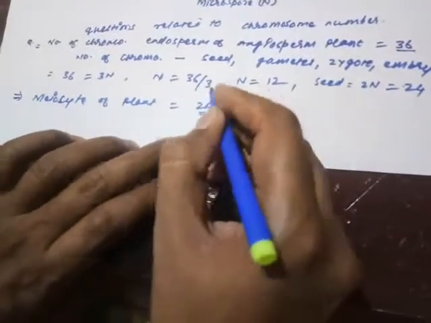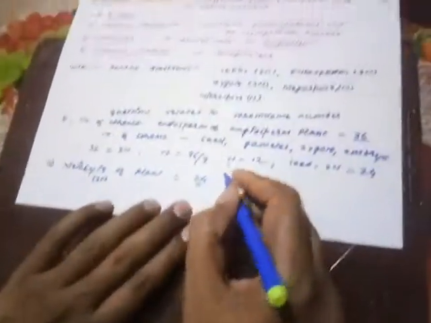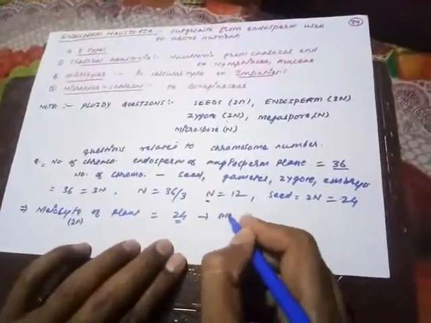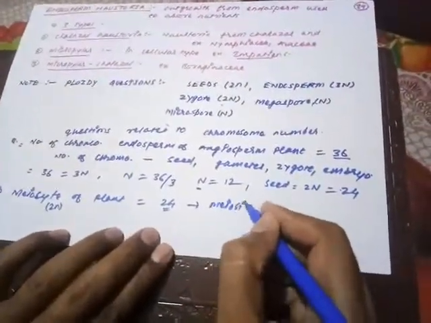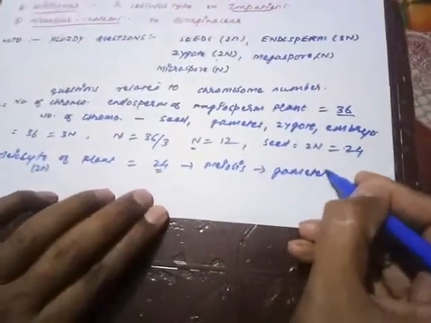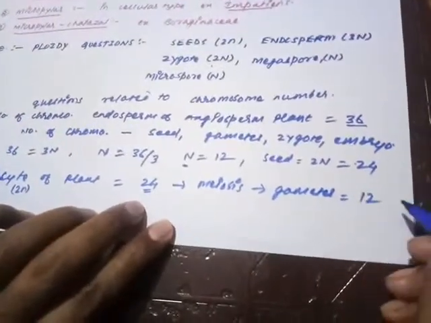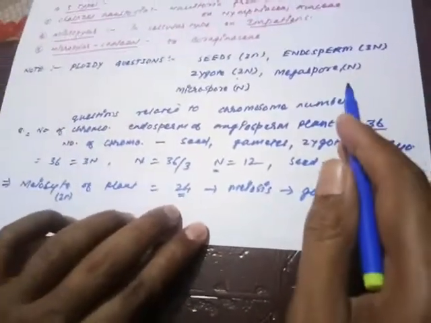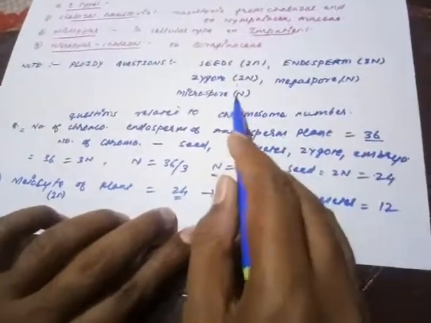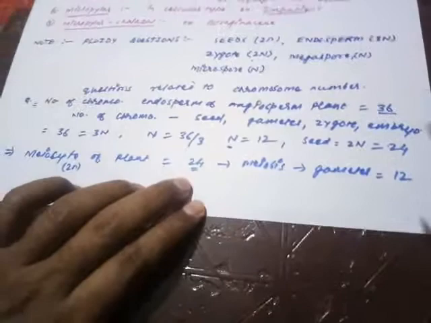The meiocyte is a diploid cell, as you know very well. It has to undergo meiosis, and by meiosis it will form the gametes. Gametes are haploid. So what will be the number of chromosomes in the gametes? Usually 12. Now you can calculate whether it is in the endosperm, the megaspore, the zygote, the seeds, or the embryo. So is it clear to you all?